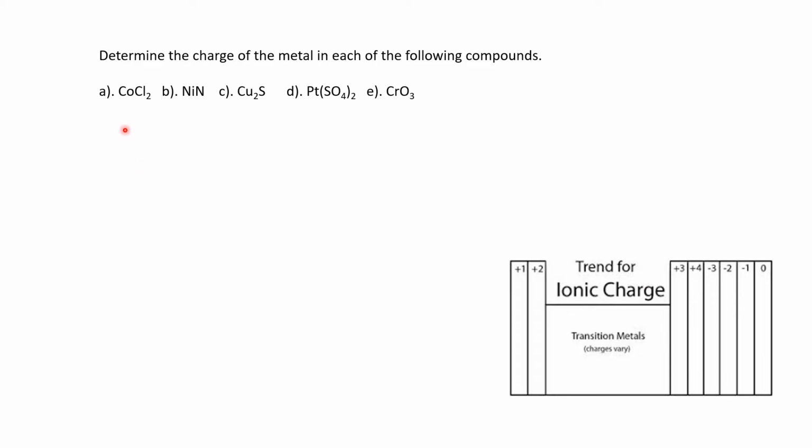So let's go to part A, cobalt chloride. This is a neutral compound. The charges of these two elements equal 0. So we are going to find the charge of the metal, and we are going to designate it as X. Chlorine is in group 7, which is minus 1, and we have 2 chlorine atoms, that means we are going to multiply it by 2, and then the whole thing is equal to 0, and then you see that the charge of cobalt is +2.